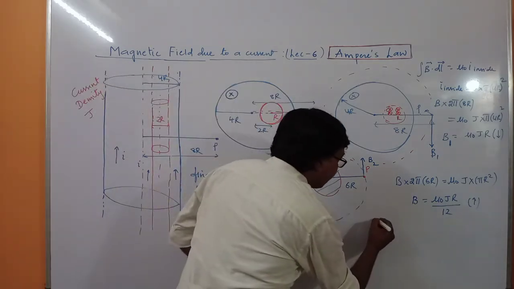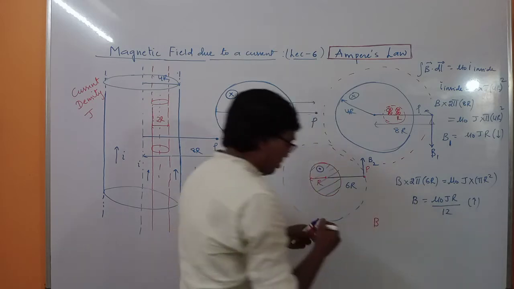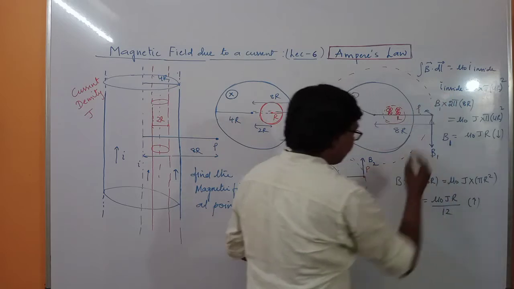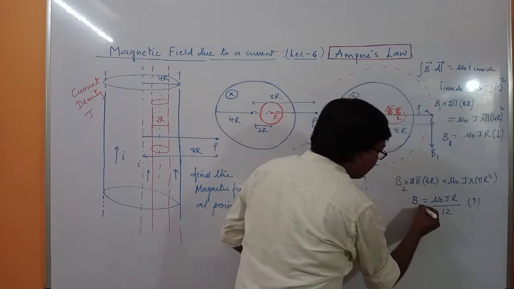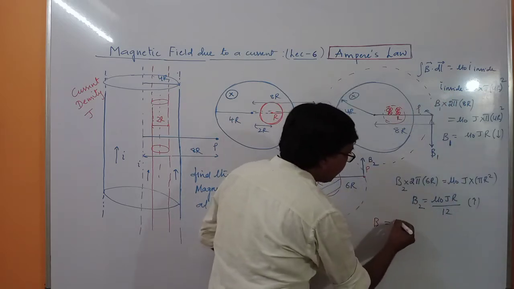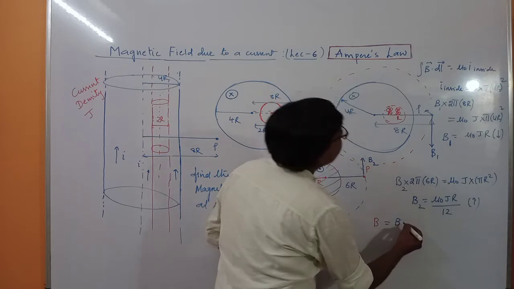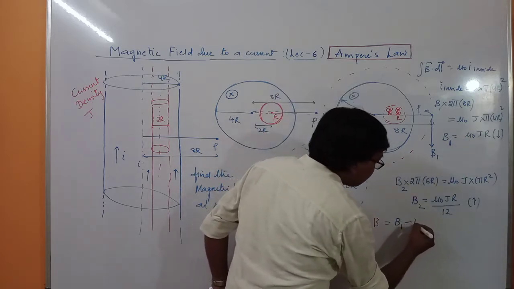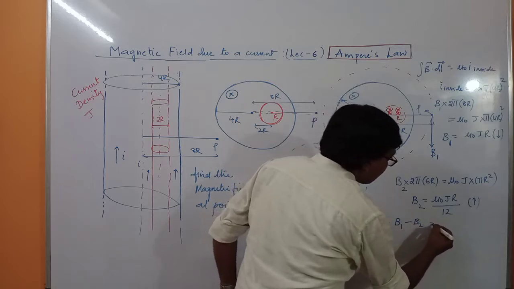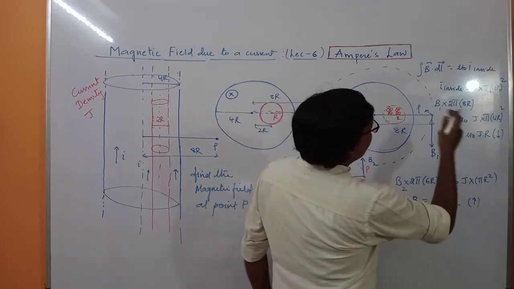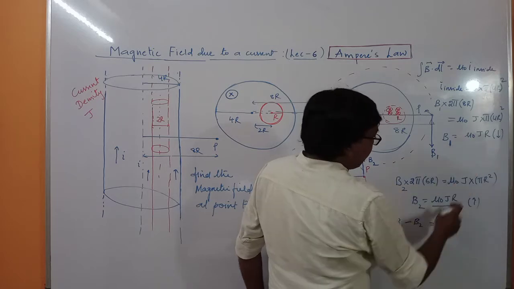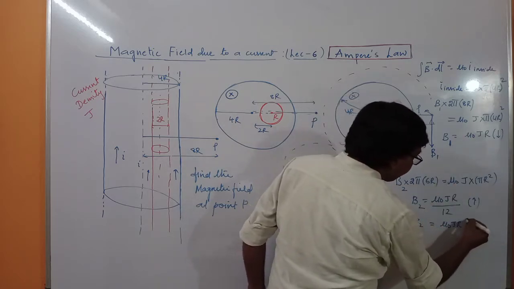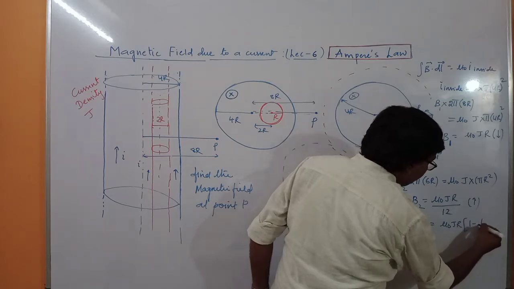So the total magnetic field B is equal to B1 minus B2, taking B1 to be positive. That comes out to be mu naught J r, here also mu naught J r, so mu naught J r into 1 minus 1 by 12.